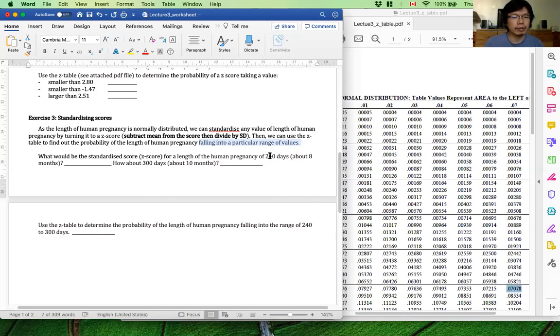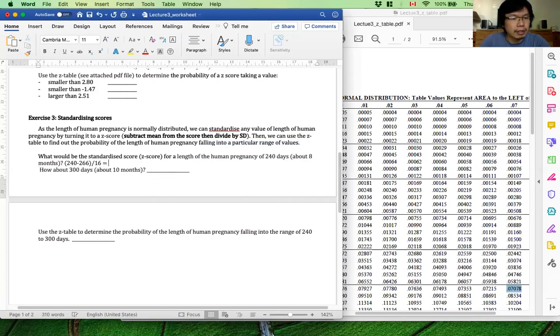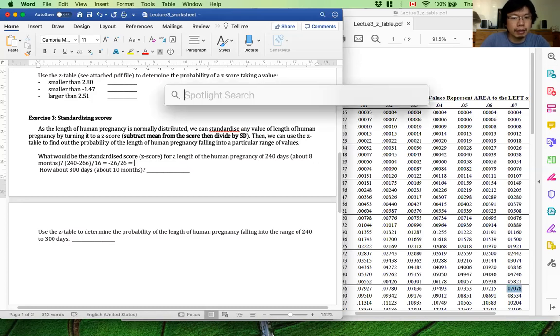So we have two questions here, right? First of all, what would be the standardized score for a human pregnancy length of 240 days? Again, to standardize it, we subtract the mean from 240 and divide it by the standard deviation, 16. The Z score would be, right, minus 26 divided by 16, which equals, let me bring out the calculator.